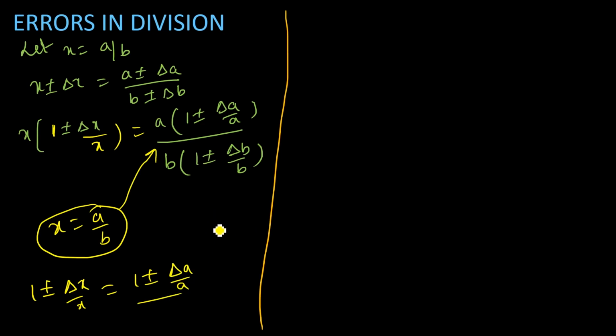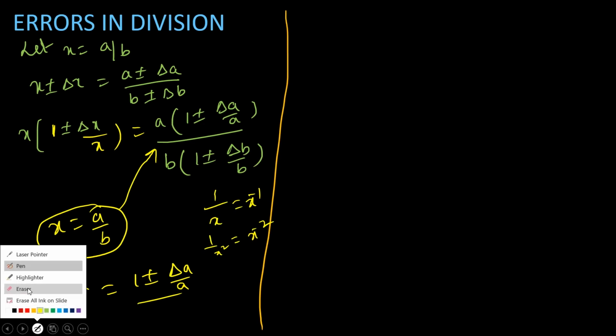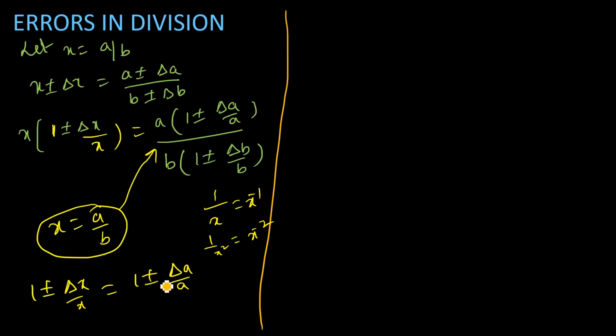Then here is the term 1 by x. How can we write it? x power minus 1. 1 by x square, we can take x power minus 2. So here our term is 1 plus or minus delta b by b. How will I write it? That can be written as 1 plus or minus delta b by b whole power minus 1.